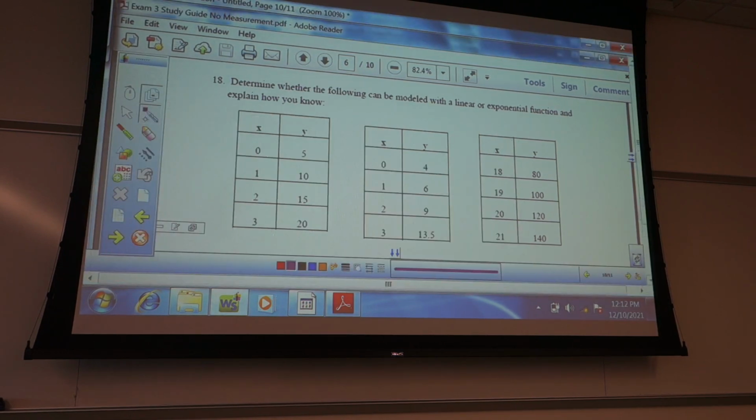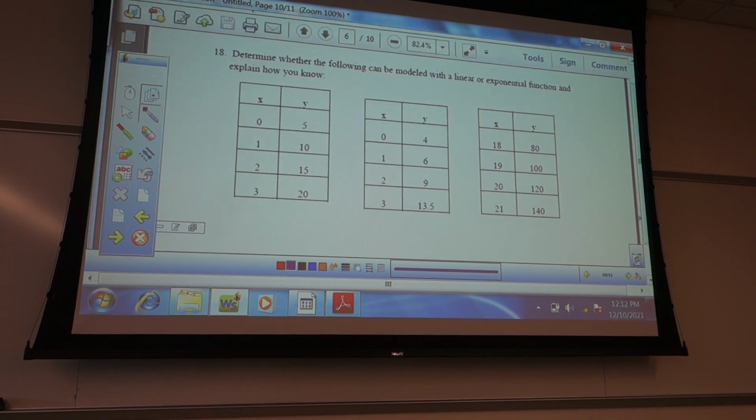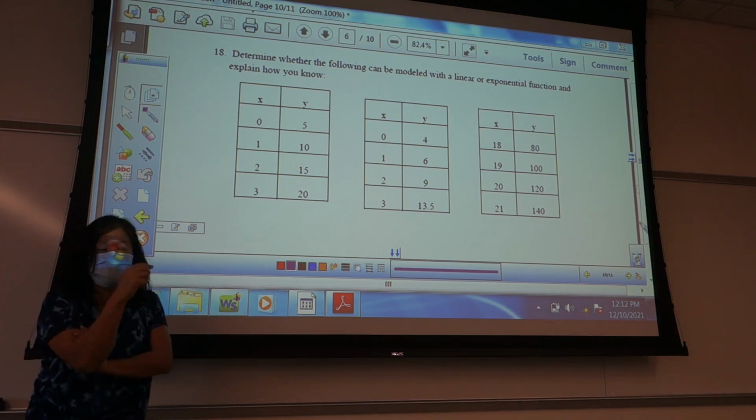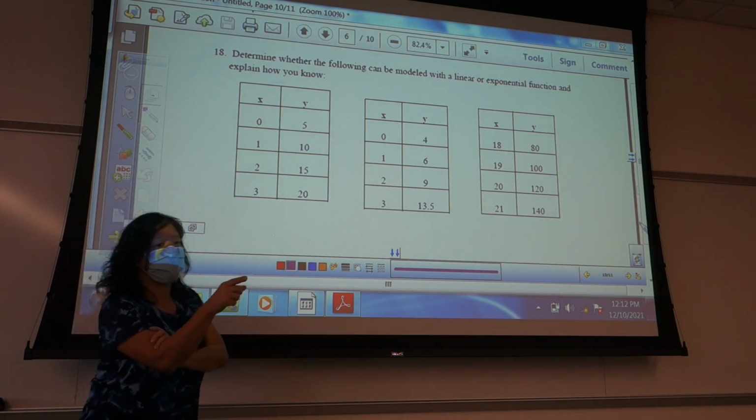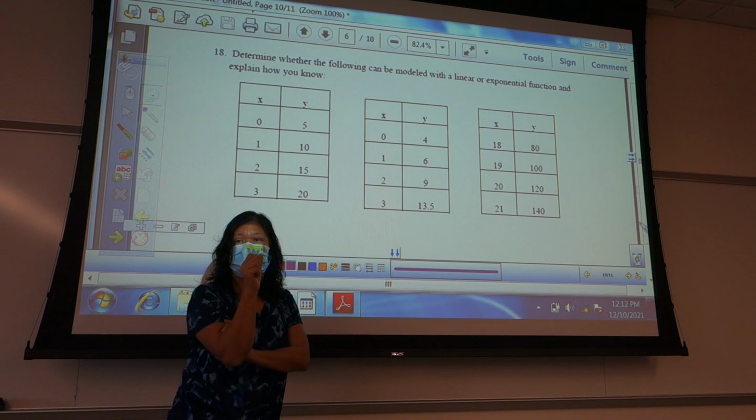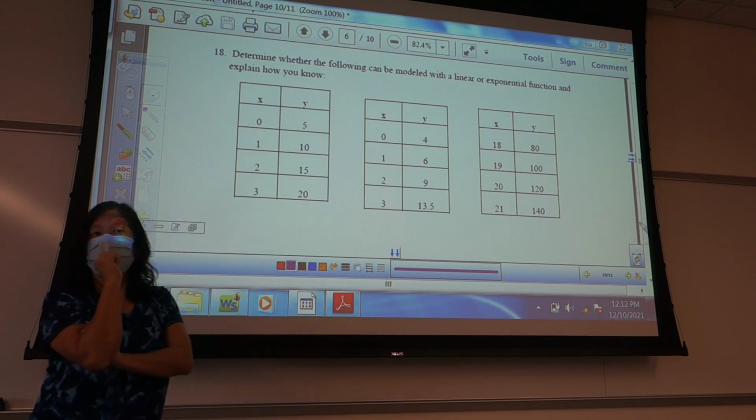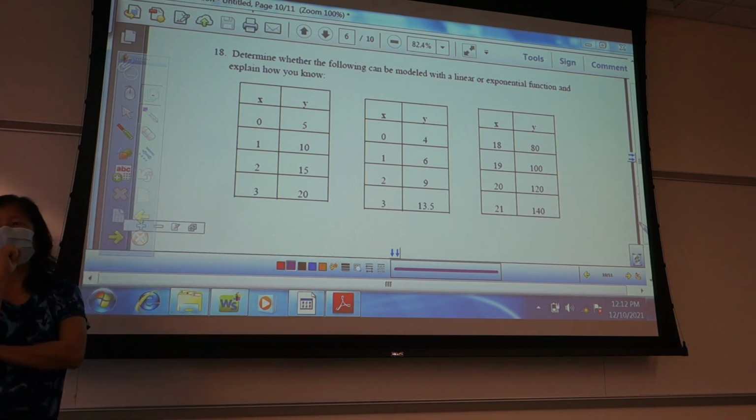All right, so how do I know if it's linear or exponential? Linear goes up by a set amount, by adding a set amount each time. Yeah. And someone else, exponential goes up by what? Exponential goes up by whatting a fixed amount each time. Gabe?